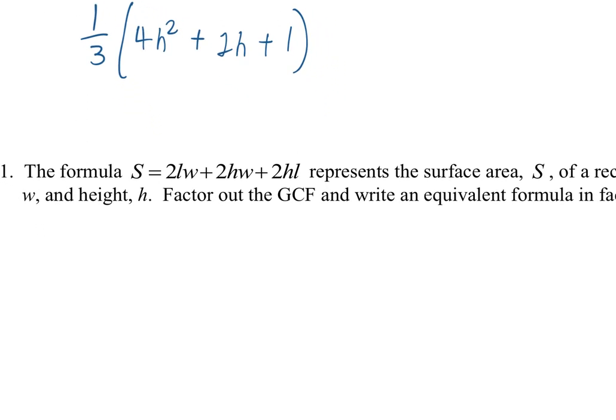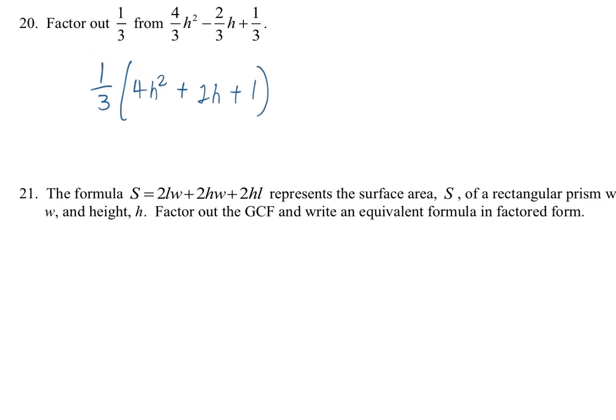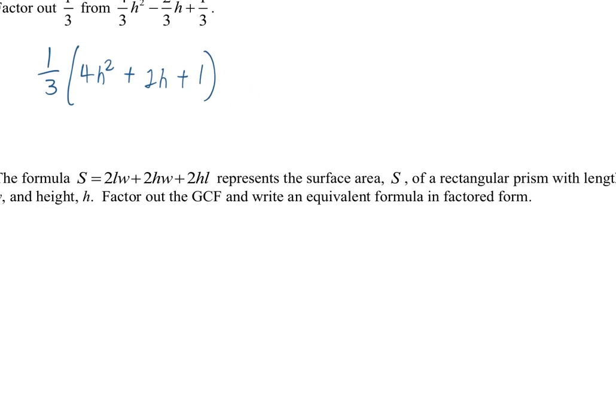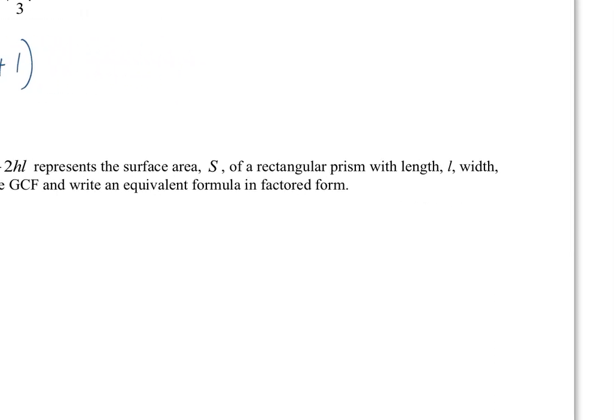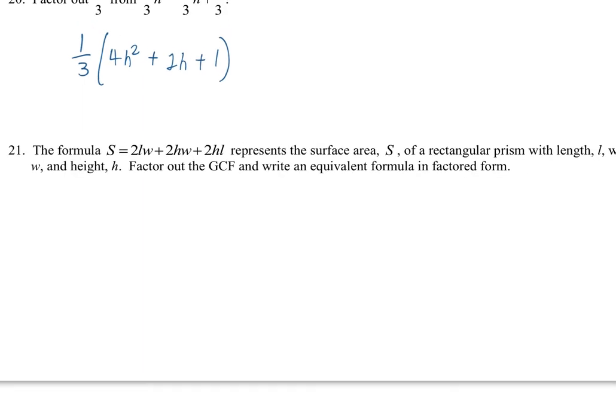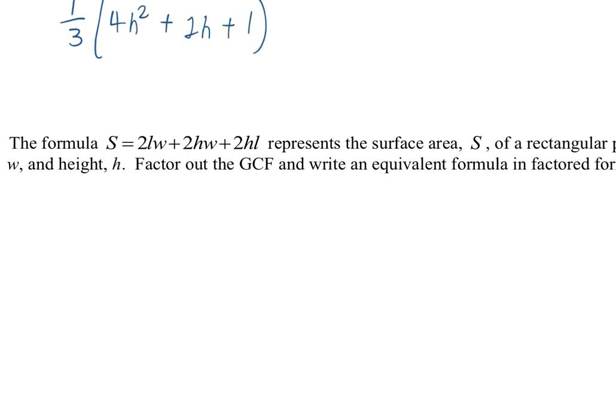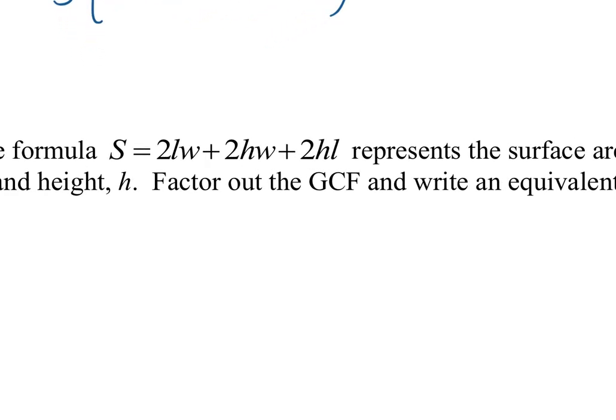And then on the last one, the formula S, it's not 21W, that's 2LW plus 2HW plus 2HL, represents surface area, so S, of a rectangular prism with a length L, width W, height H. Factor out the GCF and write the equivalent formula in a factored form. It's not a 4-term polynomial, so I'm not going to group it. I'm just going to factor out the GCF of the trinomial. So they all have a 2 in common, don't they? What would you be left with? An L and a W, and a H and a W, and an H and an L. How do you like that cursive?